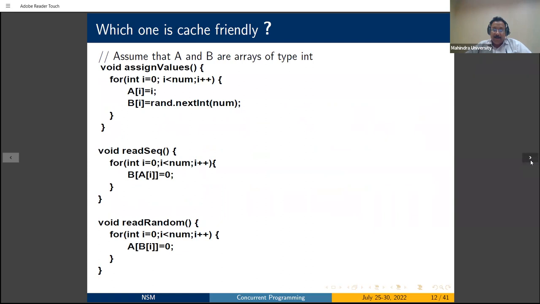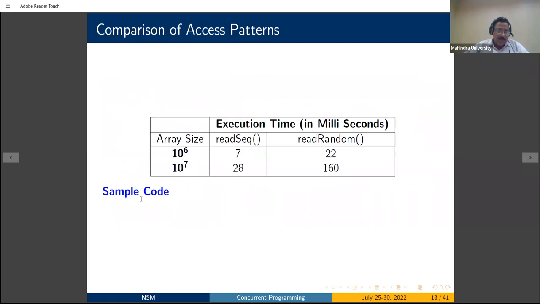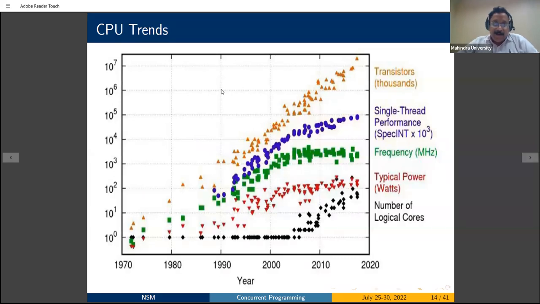Okay. Next one. Here I provided the sample code. You can directly access that sample code by clicking on the sample code link. When I executed this same program on my laptop, for array size 10^6, read sequential takes 7 milliseconds and read random takes 22 milliseconds. For array size 10^7, read sequential takes 28 milliseconds and read random takes 160 milliseconds. This is the average of 5 runs.